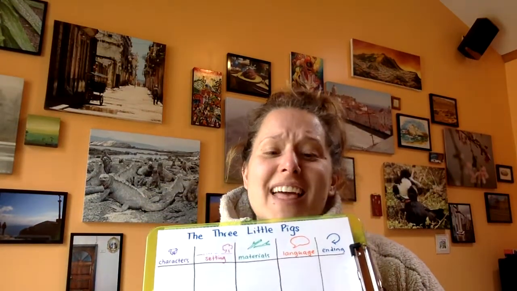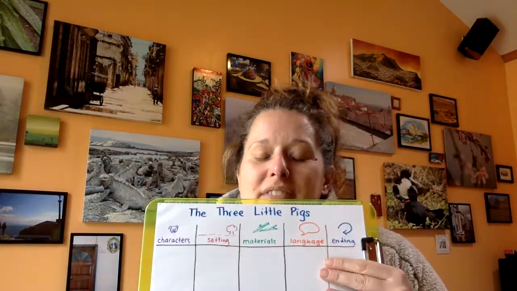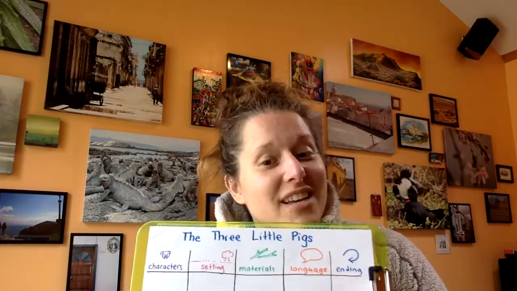What a story! So now your job together is to look at our chart and think about how Eugene Trivizas altered the original story to make a new and unusual story for us to read. Think about how they changed the characters, the setting, materials, language, and ending. So remember, pause here, write that all down, because I'm going to go over that and I want you to have that done before we look at it together. So pause here and write.